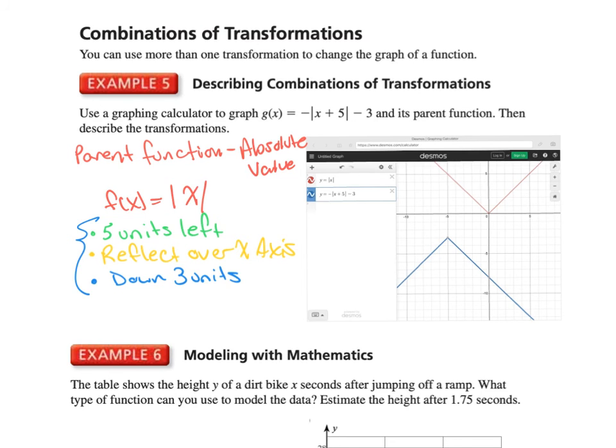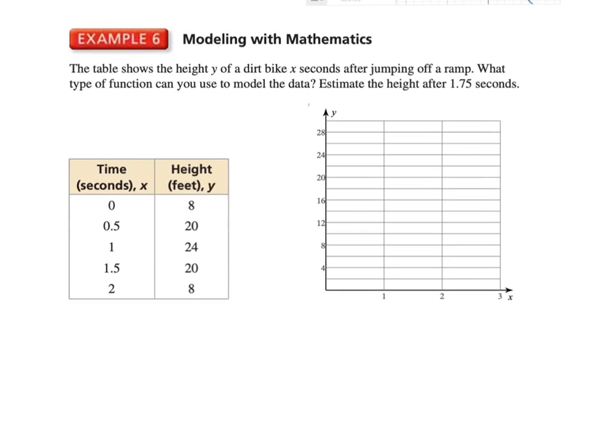So let's look at example 6. The table shows the height y of a dirt bike x seconds after jumping off a ramp. What type of function can you use to model the data? Estimate the height after 1.75 seconds. So we have some points, so let's graph those. At 0, it is 8 units high, so (0, 8). 0.5 is up to 20. 1 is up to 24. 1.5 is up to 20. And 2 is up to 8.